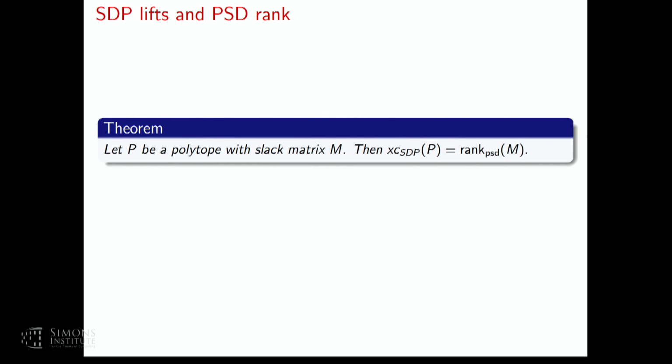So the theorem now is the theorem that you would expect: if I take a polytope P with a slack matrix M, then the SDP extension complexity, the smallest SDP lift of P, is equal to the positive semi-definite rank of the matrix M, of its slack matrix. This is the analog of the theorem that Thomas mentioned. In fact the proof is very similar. It just uses duality or Farkas lemma for SDPs. So maybe I can actually go over the proof.